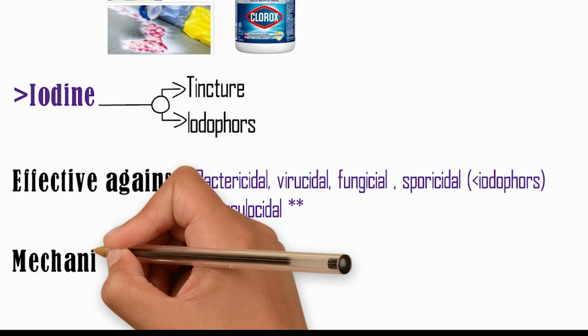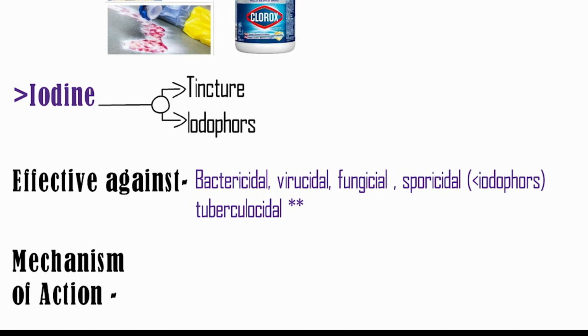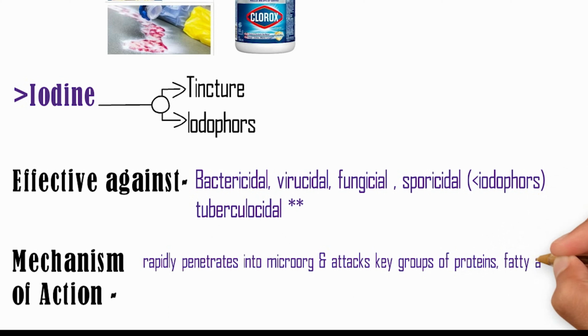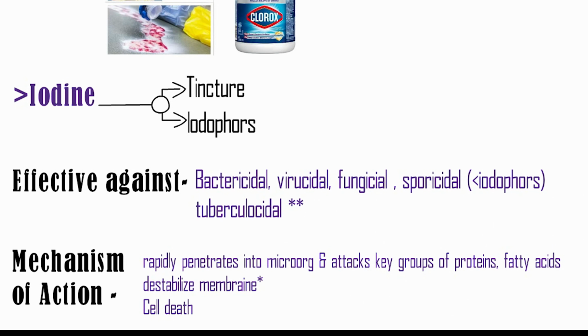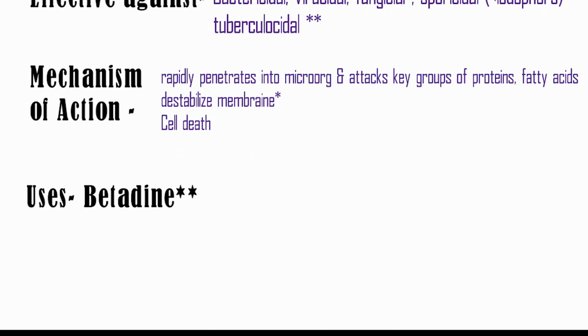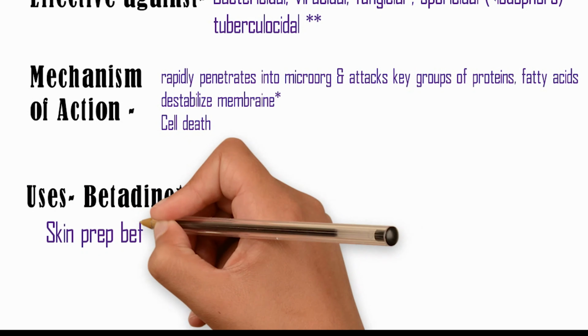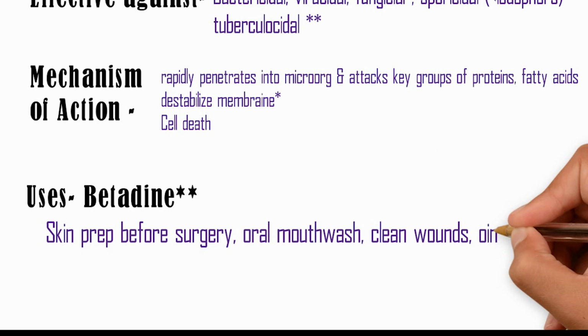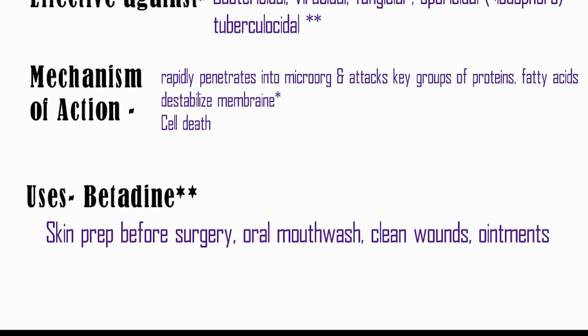They act by rapidly penetrating into the microorganisms and attack the key groups of proteins, fatty acids, and other important constituents. They destabilize the membrane and cause cell death. Most common example is betadine, which is used for skin preparation before surgery, as oral mouthwash, and also to clean wounds as well as in ointments.